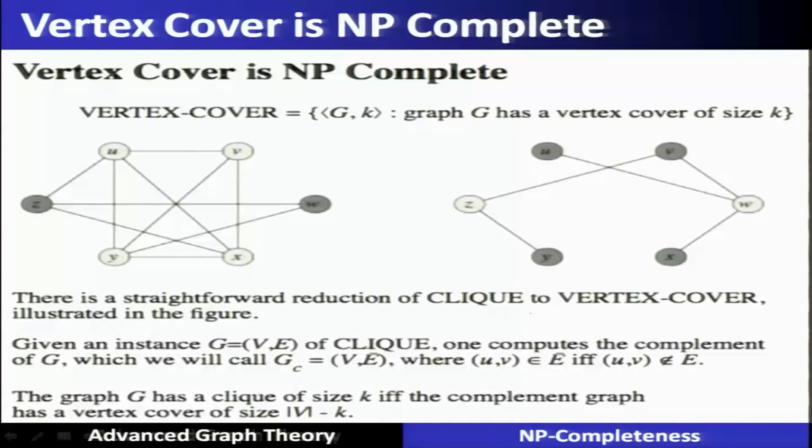For that, the first step, that vertex cover is in NP, is quite easy. We give a certificate in the form of a V prime, which is a subset of V, and then we have to check in polynomial time whether this V prime is a vertex cover of the graph or not, that is, whether all the edges are incident on V prime or not. That we can check in polynomial time. Now the other part remains: we have to prove that vertex cover is NP hard.